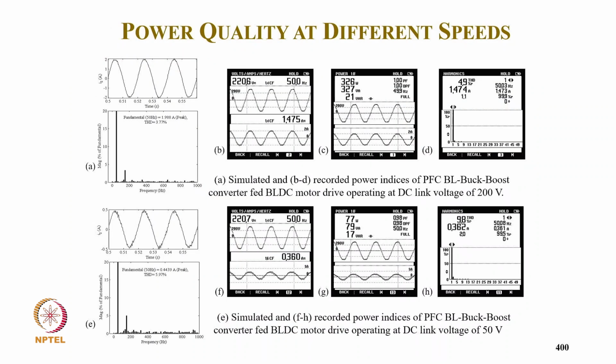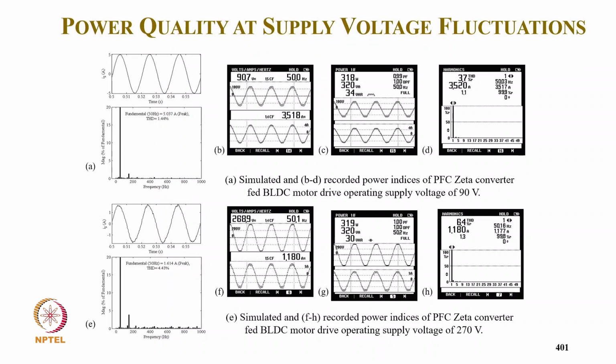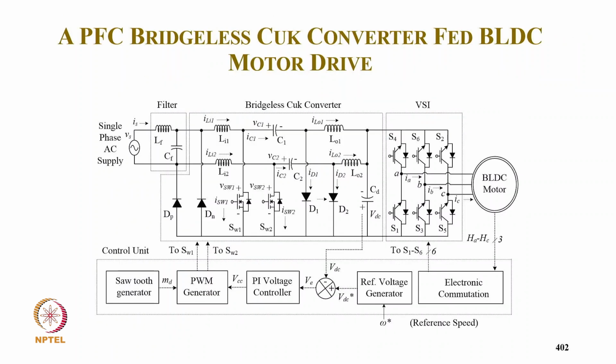And for the power quality performance at 220 volt, we get THD at full load of 4.9% with unity power factor, and typically at light load at 50 volt DC link, 500 RPM with 77 watt, we get 9.8% THD with 0.98 power factor. And for 90 volt also we get 83.7% of supply current with power factor 0.99, and typically at 270 volt supply voltage also we get 6.4% THD with unity power factor.